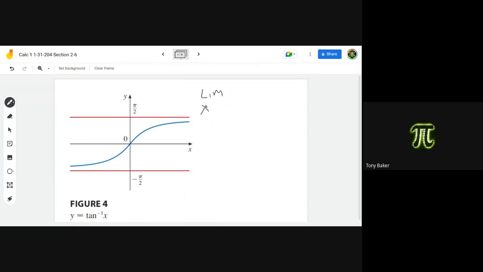As x goes to negative infinity of f of x, it goes to negative pi over 2. As the limit as x goes to positive infinity, it's going to positive pi over 2. So I can have multiple horizontal asymptotes, or basically two. It's one going one direction, one going the other direction.